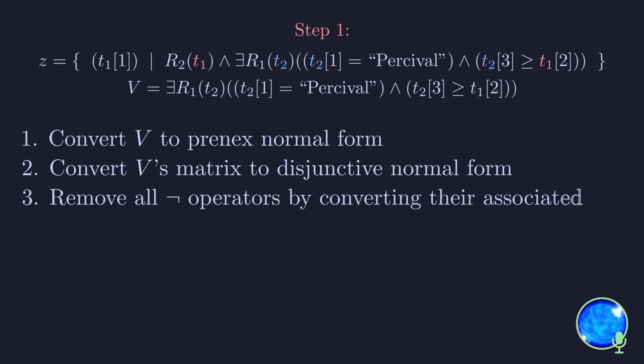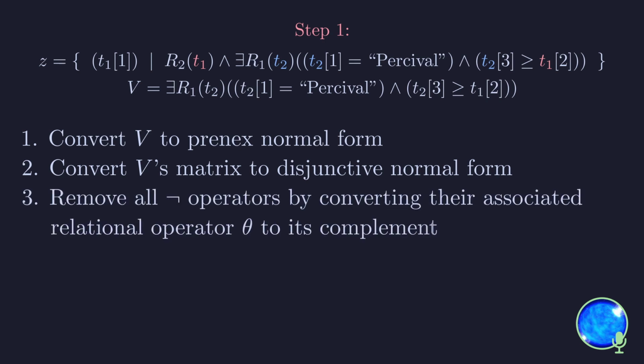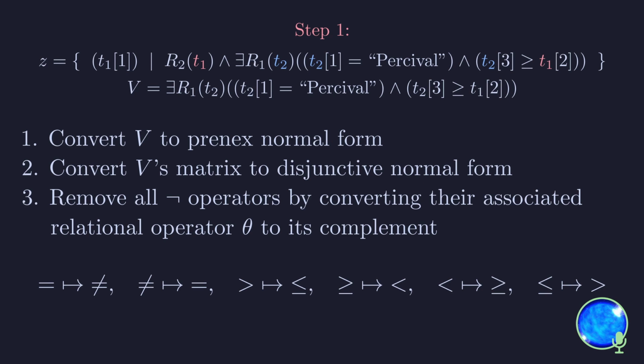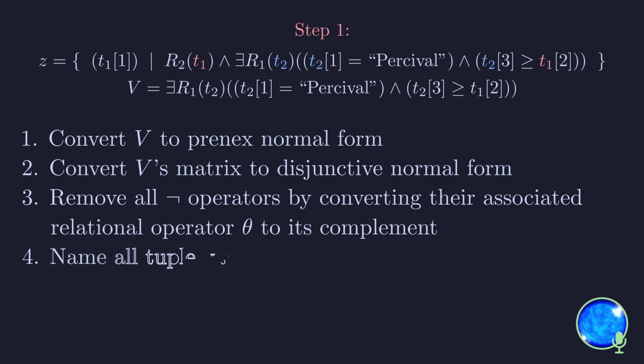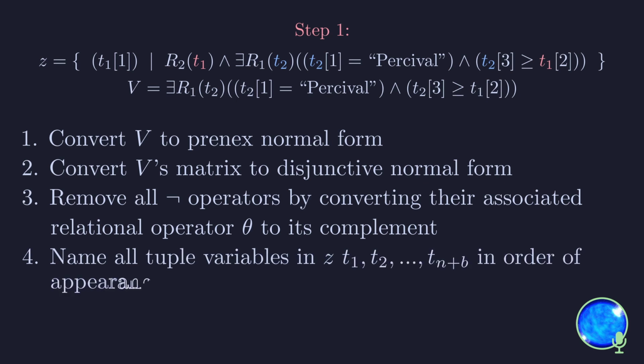Next, we'll remove all the logical NOT operators by converting their associated relational operator theta to its complement. The complement of the equals operator is not equals. The complement of greater than is less than or equals, and so on. Finally, we'll rename all the tuple variables in Z to T1, T2, up to Tn plus b in order of appearance.